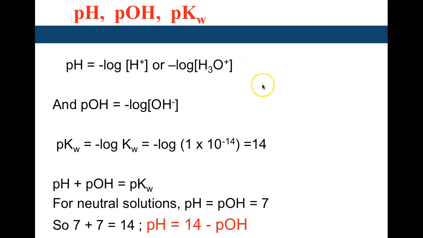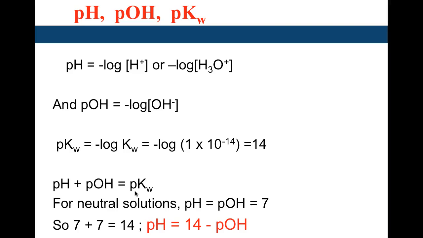There are several ways to solve pH problems. First, the simple definition is taking the negative log of the H plus or H3O plus. Another way is if you're given the OH minus concentration, you can do pOH, which is negative log of OH minus. Now, pKw, as I said, is negative log of Kw. If you take the negative log of the Kw, you get a value of 14. At a neutral pH, which is 7, pOH is also 7, and when you add the two up, you get 14, which is pKw.